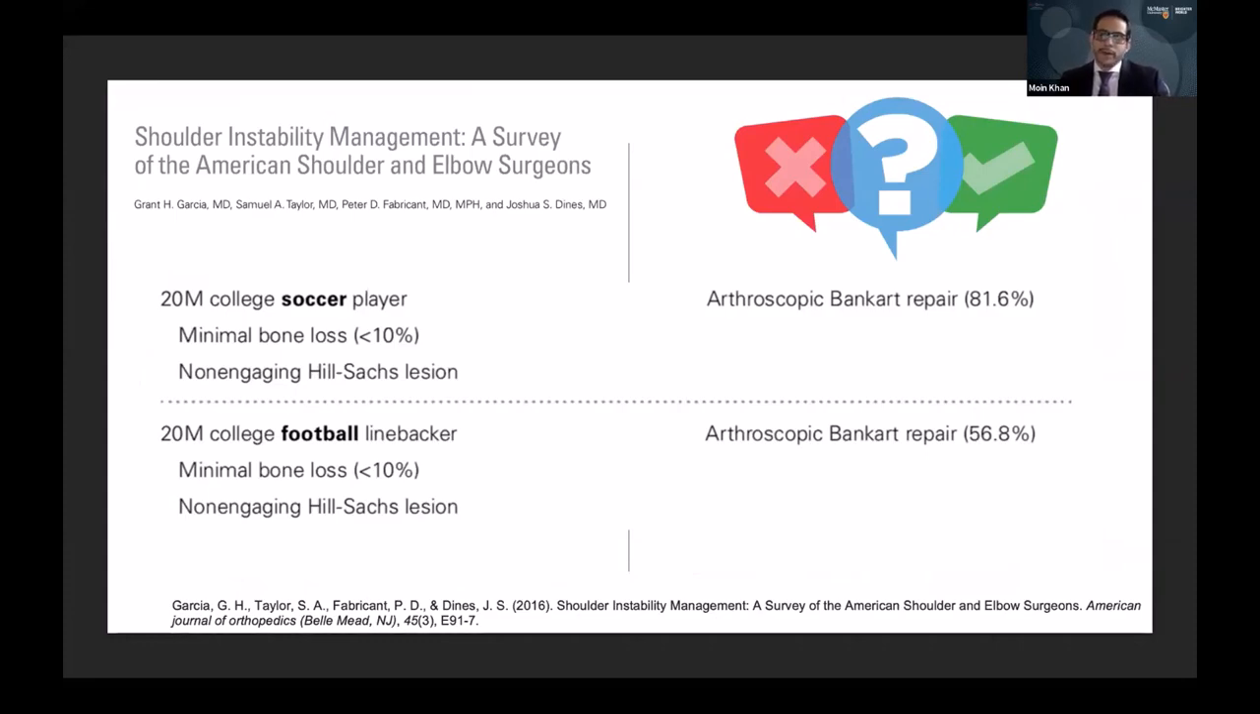And looking at respondents, 80% of respondents said in the non-contact athlete they would do a Bankart repair, and 56%, almost 60%, said they would do a Bankart repair in the football linebacker. So there's no consensus or overall agreement on what the standard of care is there.